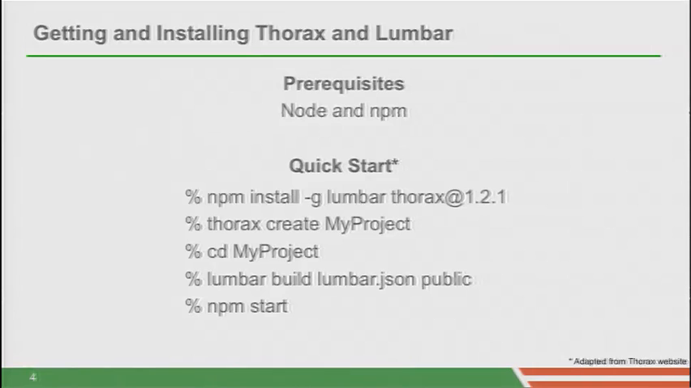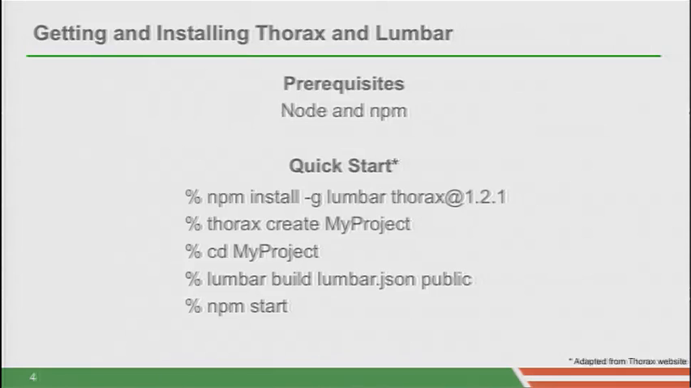Build is the thing you want to run. Lumbar.json. This is a JSON file that defines the build for your Lumbar project. You can call it whatever you want. The one that you get for free when you run the Thorax create project command is one called lumbar.json. And then you have to tell it where you want to deploy that to.